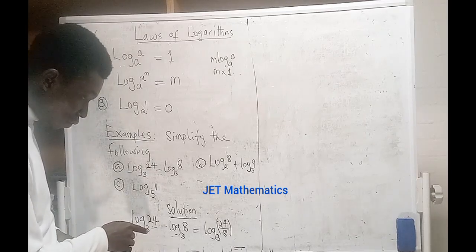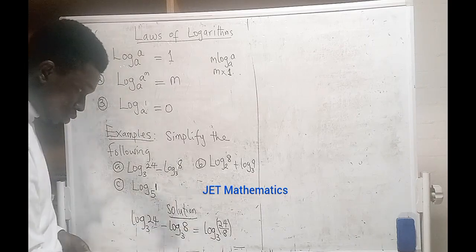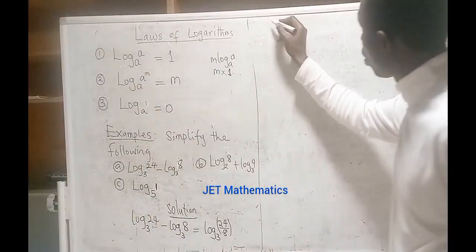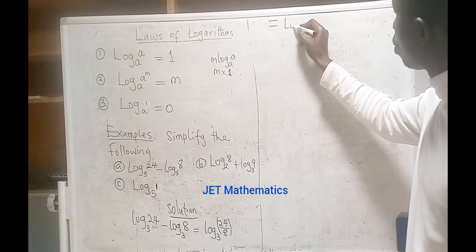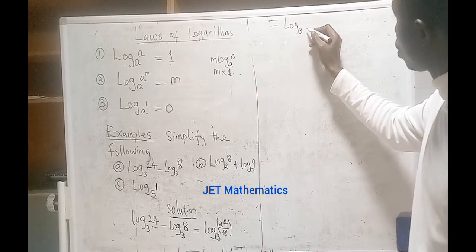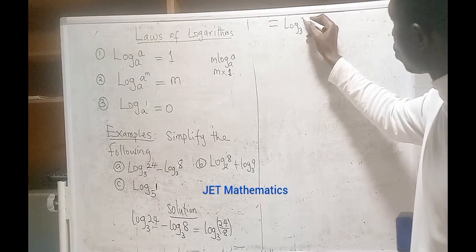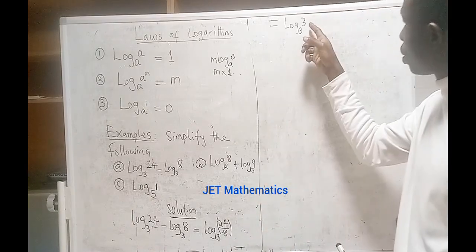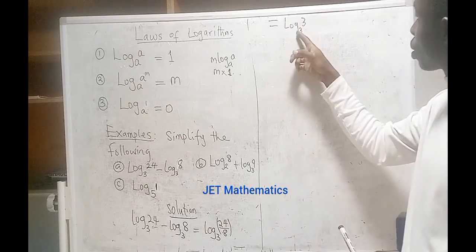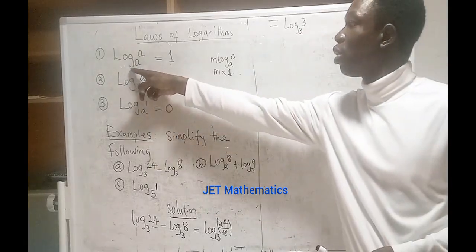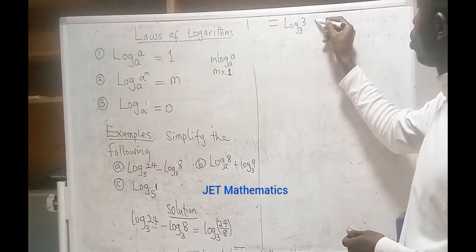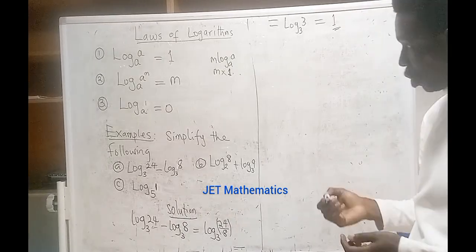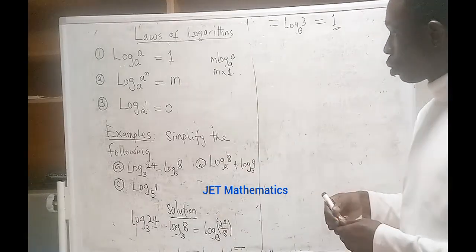Alright, so we have this now. So 24 divided by 8 is 3, and then we have log 3 base 3. So log 3 base 3, as we know from this law, is equal to 1. Pretty easy, right? Good.